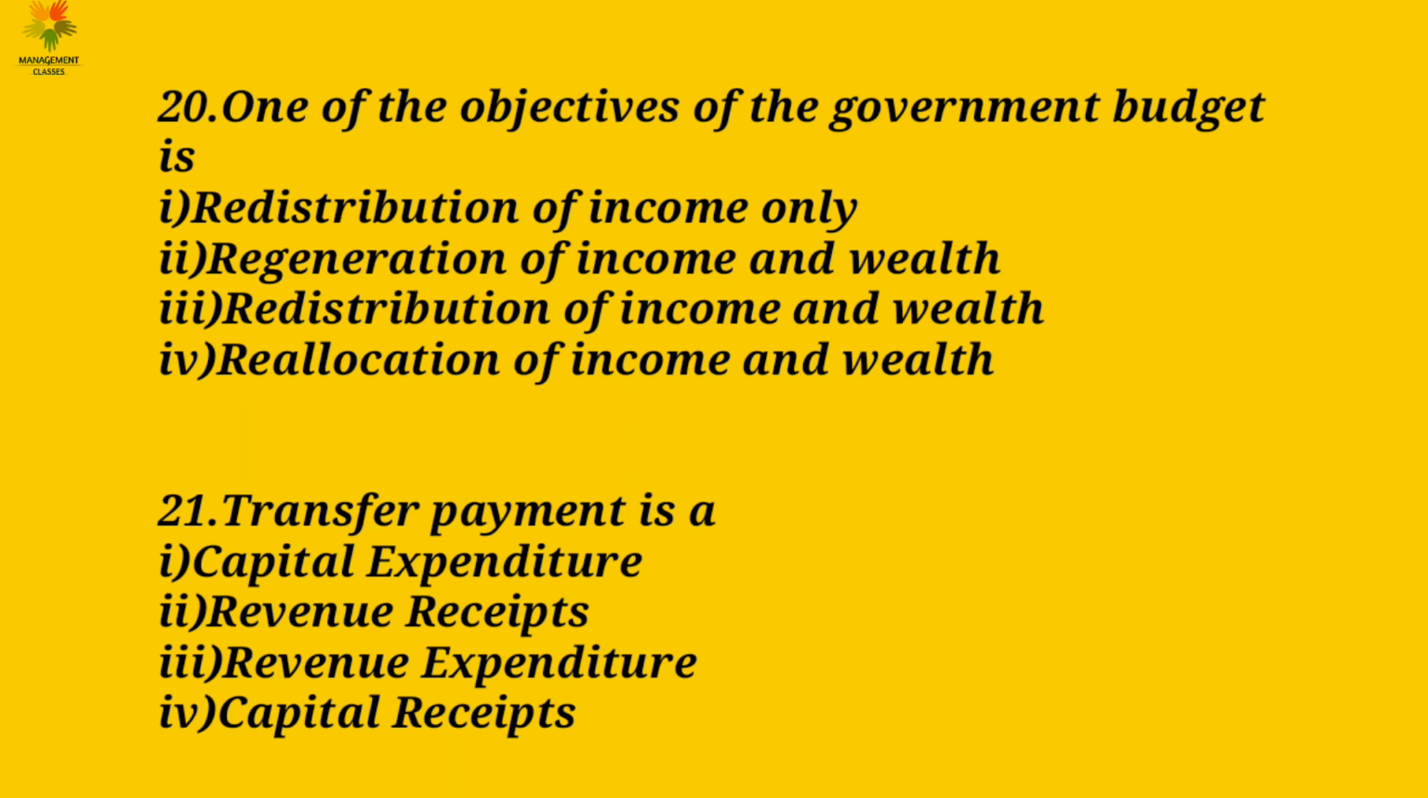Now your next MCQ question is: one of the objectives of the government budget is redistribution of income only, regeneration of income and wealth, redistribution of income and wealth, or reallocation of income and wealth. Answer will be option number third, redistribution of income and wealth. Next, a transfer payment is a capital expenditure, revenue receipt, revenue expenditure, or capital receipt. Answer will be transfer payment is a revenue expenditure, option number third.